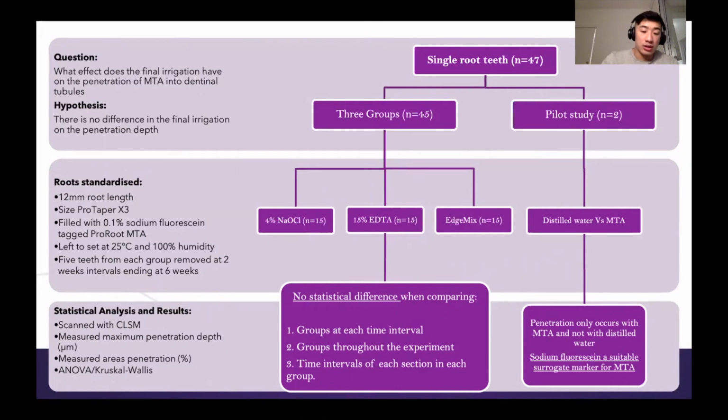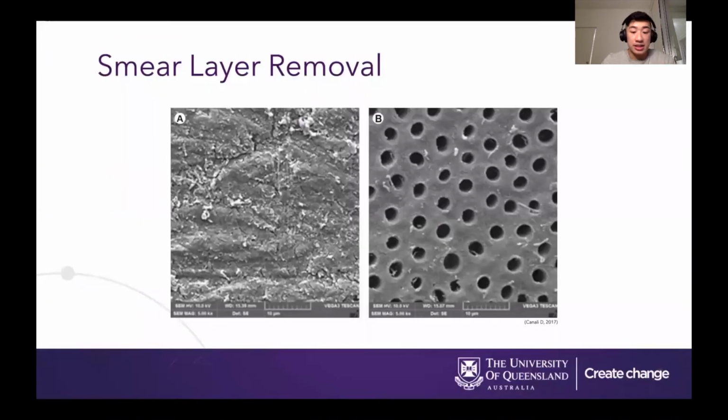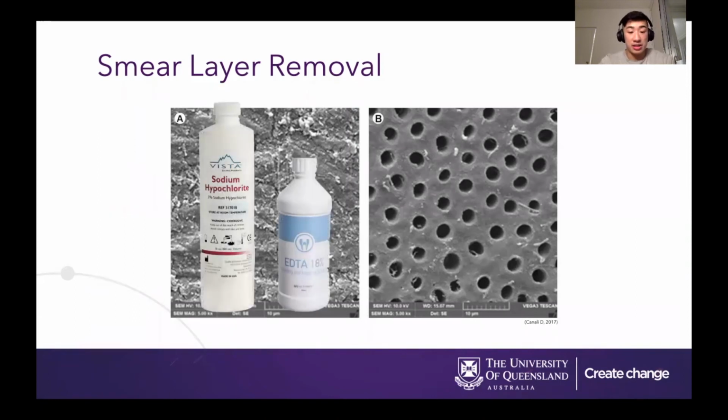We need to first understand the concept of smear layer. So smear layer is debris that blocks the dentinal tubules, and it happens during the preparation of the canal walls. It contains organic and inorganic debris, and thus we use an organic and inorganic solvent to remove the smear layer, to expose the patent dentine tubules.